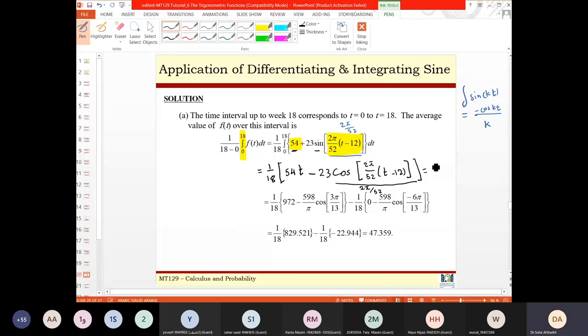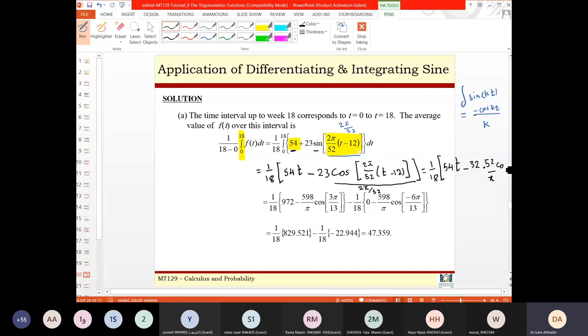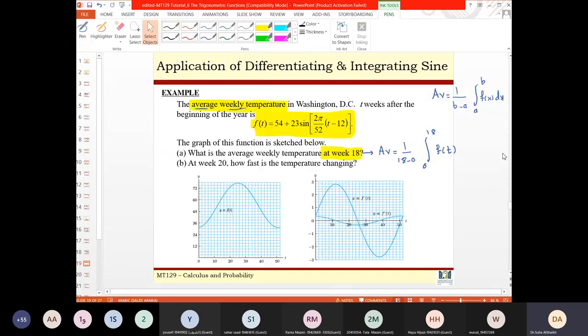So this is equal to 1 over 18. This one is 54t, and this part will be 23 here, and this will be 52 over pi, multiplied by the cosine that we have here.